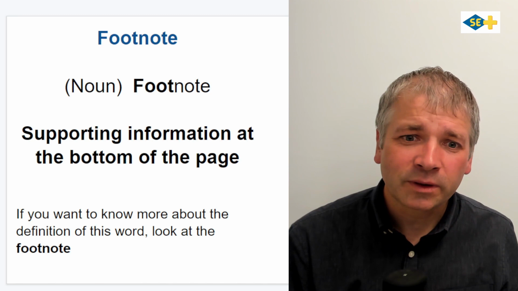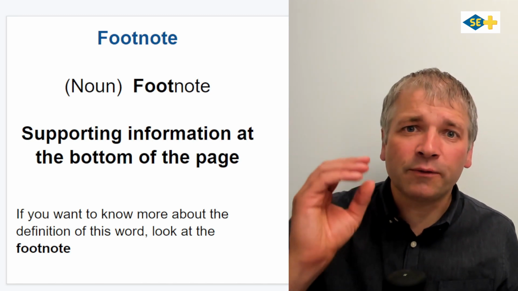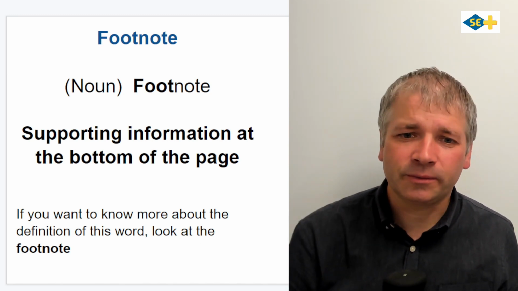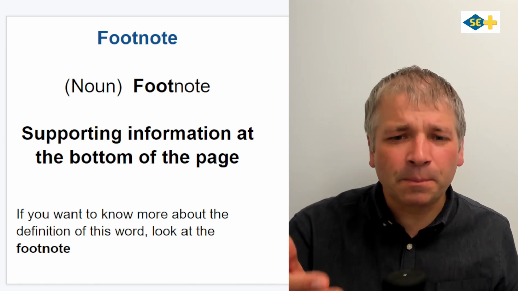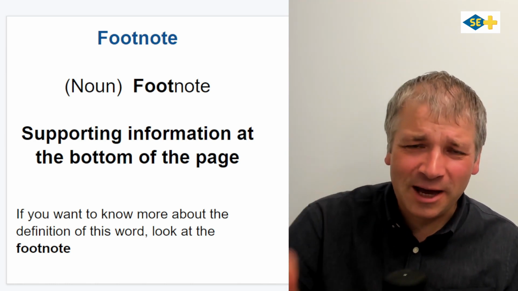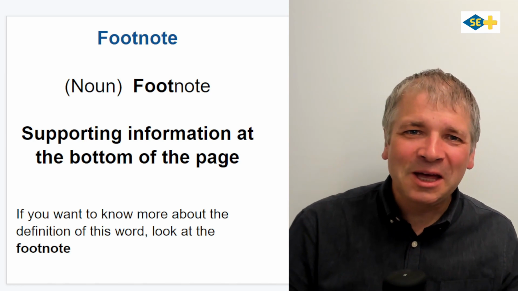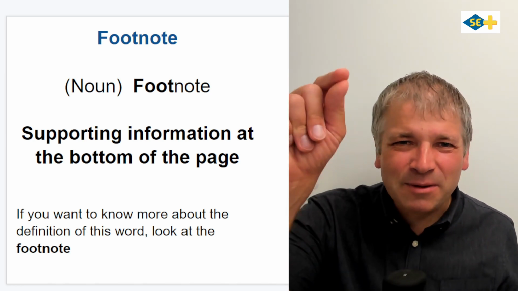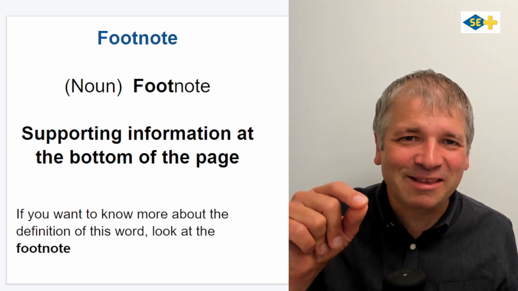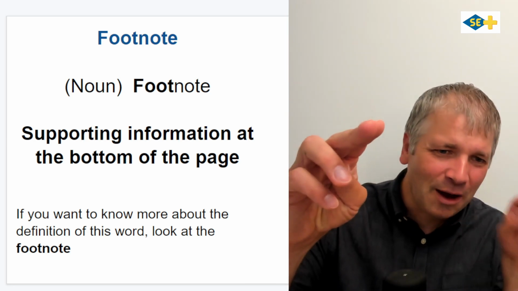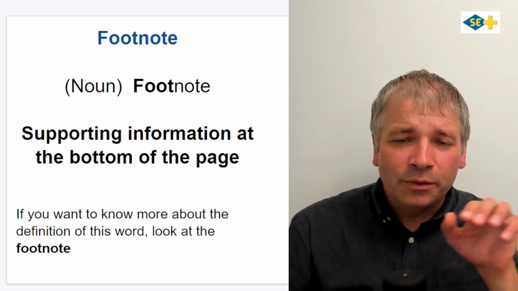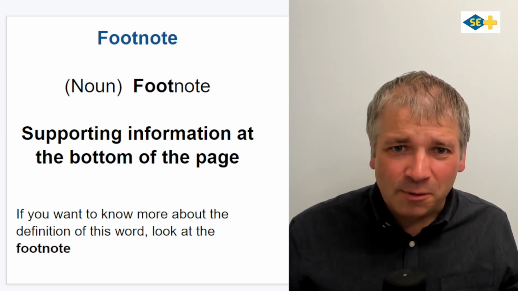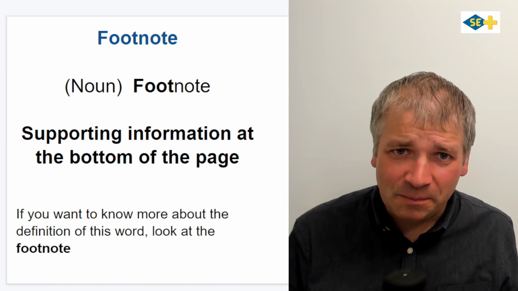Footnote. This is a noun with a stress on foot. Footnote. This means supporting information at the bottom of the page. Have you ever read a book where it has some notes at the bottom and it has maybe some numbers within the text, and those numbers match up to other numbers at the bottom? The numbers and words at the bottom of the page are called footnotes.